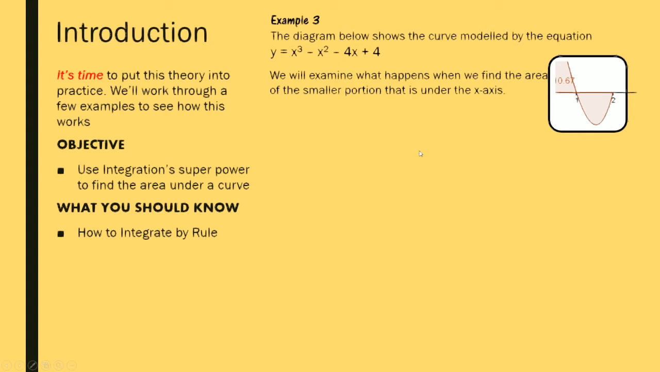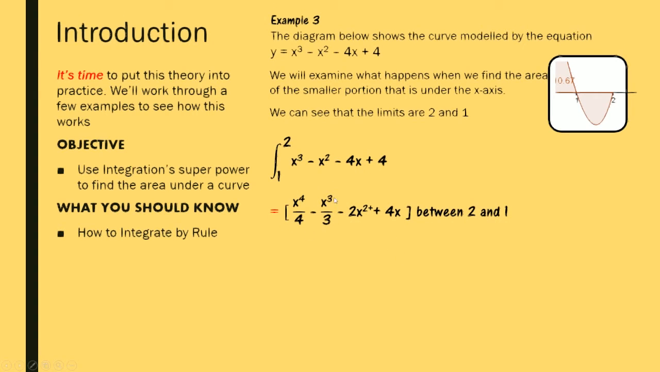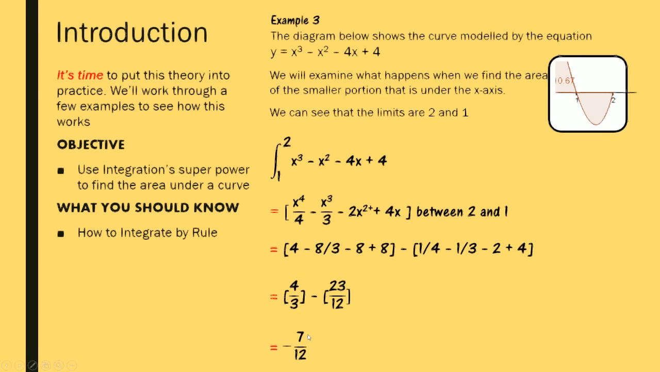So I'm going to examine what happens when we find the area of the smaller portion that's under the x-axis. I've just taken a bit of it here, and I'm going to highlight this bit. You'll see that the limits are 2 and 1, and I'm going to integrate this expression between the limits of 2 and 1: x cubed minus x squared minus 4x plus 4. When I integrate, I get x to the 4 over 4 minus x cubed over 3 minus 2x squared plus 4x between 2 and 1. I'm going to substitute those values in. There are the values, substitute in, and ultimately we get minus 7 over 12.